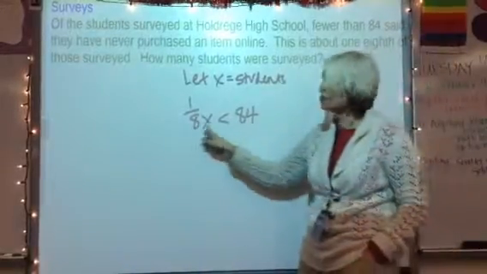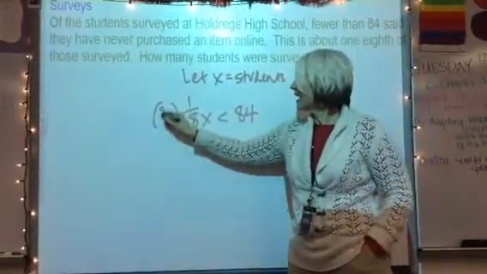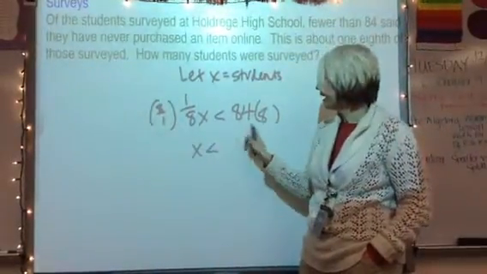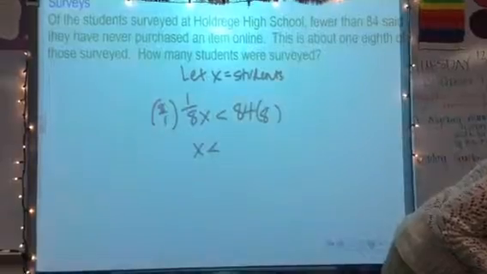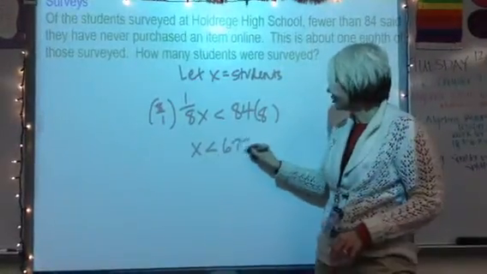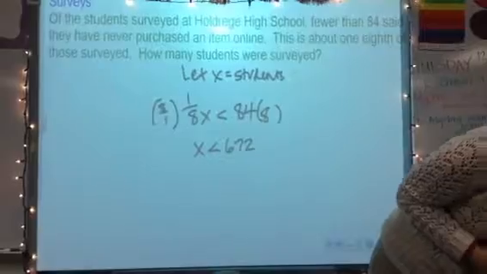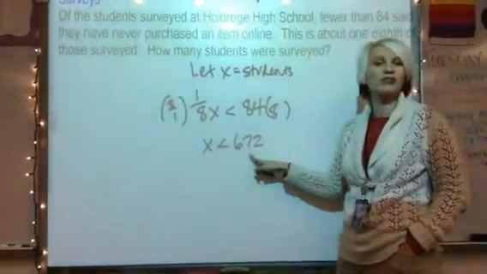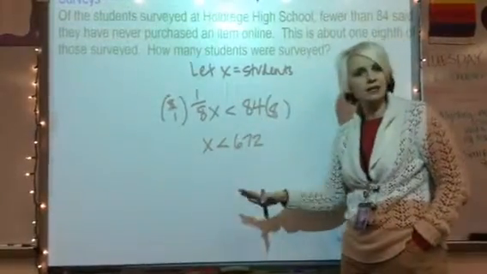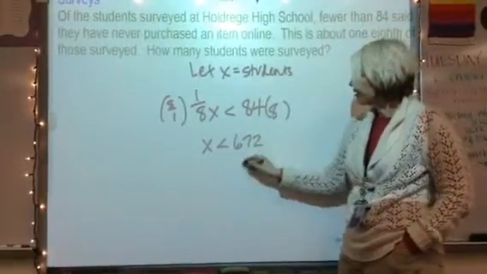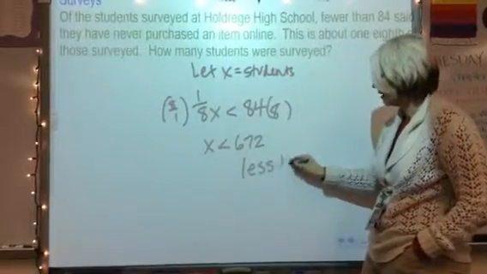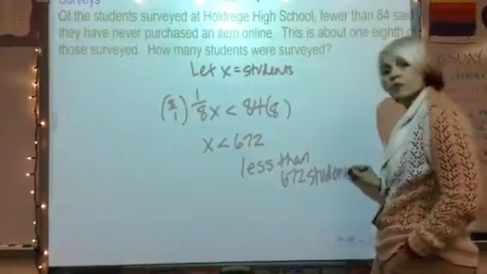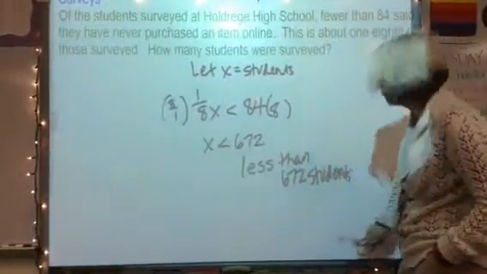So now we're going to solve. We're going to multiply by 8 to get this variable x by itself. And x is less than, we do some multiplication here, and we get 672. So we know that less than 672 students were surveyed. So it could have been 671, 670, on and on. So we would say less than 672 students. You try the real world example in your notes.